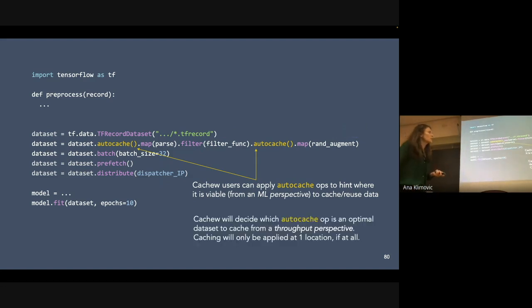And what the system will do is look at all these auto caching candidate locations and pick which one, if any, can be replaced by a real caching op and improve throughput. Otherwise, the auto cache just gets treated as a no op if it's determined that it would not help performance. And we're going to pick at most one location. Right now, we ask the user to provide hints for all possible candidates. I think in practice, just the latest, safest spot should be sufficient, and then anything before that can also be considered a candidate.